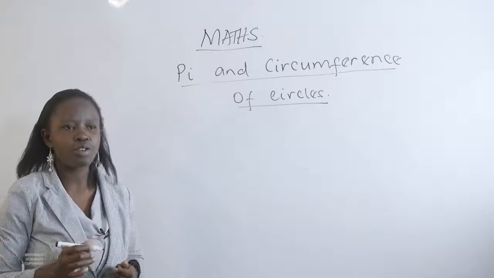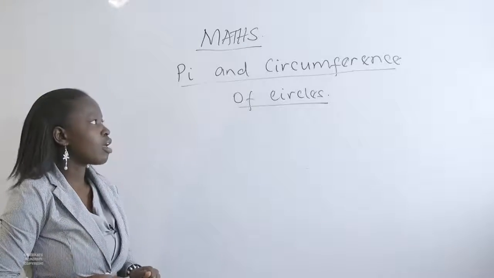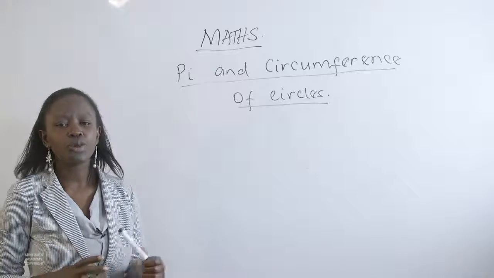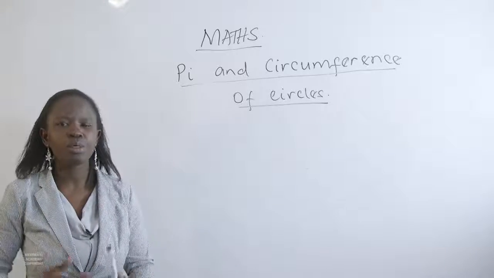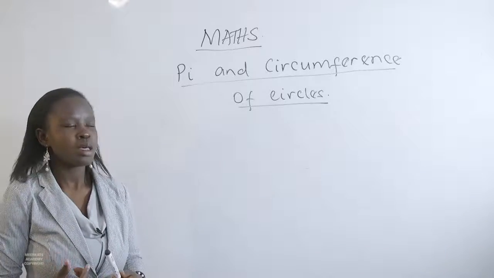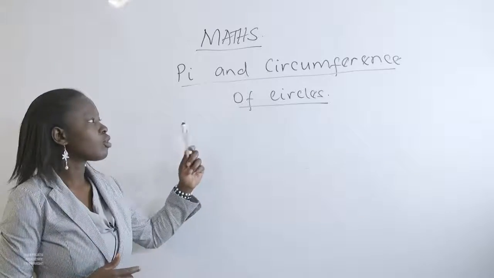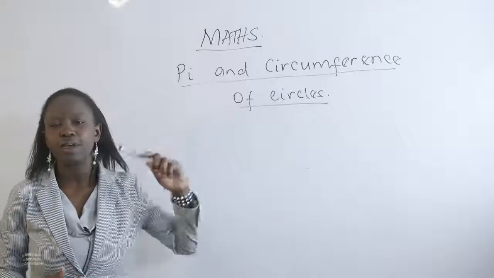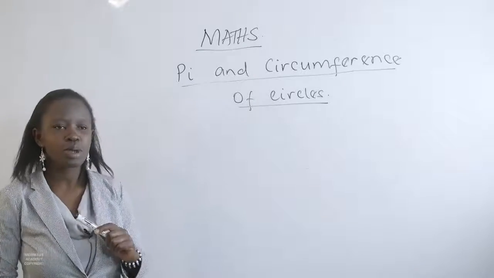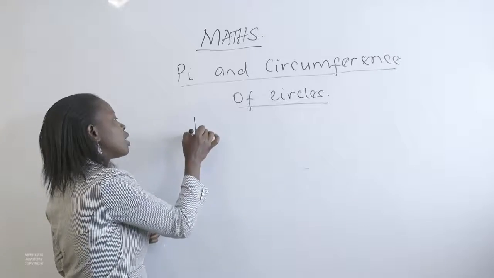The figures that we've been looking at are rectilinear figures. But now I want us to look at a circle, and we need to get the distance round the given circle. How do we go about it? So this is a circle. We are talking about pi and the circumference of the given circle. The first thing we need to do is understand what we mean by this term pi.